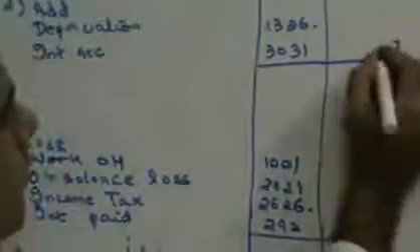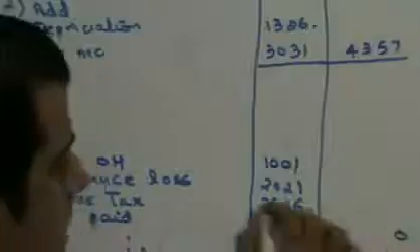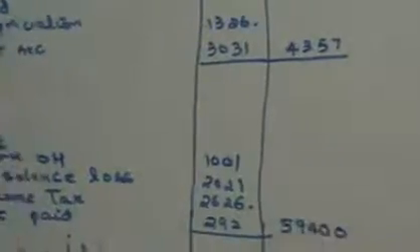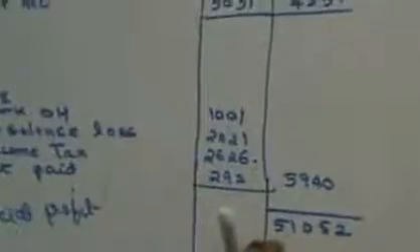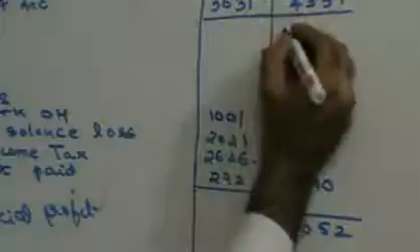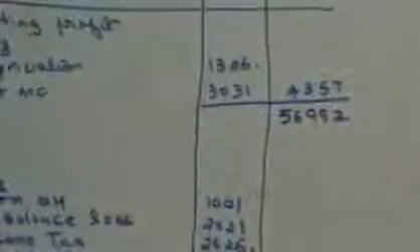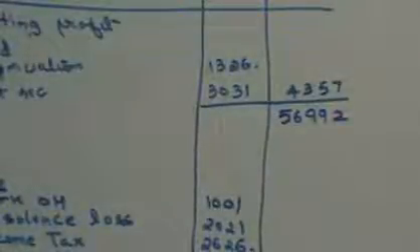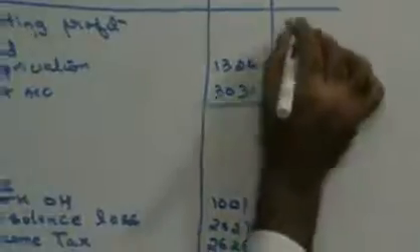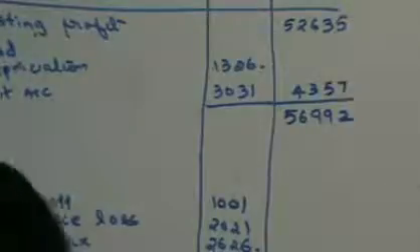Someone please add this. This is 5,940. Right, someone please subtract this. No, this is that 51,052 plus 5,940. 56,992. Now subtract 4,357. 52,635. Right. Next, let's move on to the next one, guys.